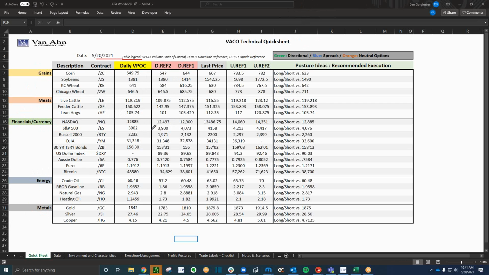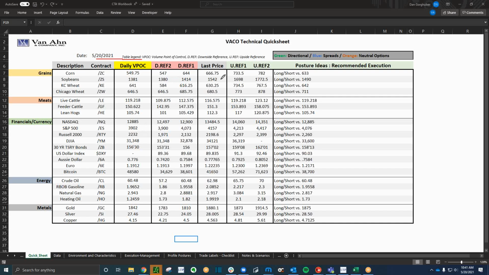But again, this is the volume point of control. It's the most traded price on the given time frame that we're using, and it's going to have the most value at that price. So it's essentially a very good reference point for where the biggest volume and the biggest transactions have taken place on the chart and in the certain contract.